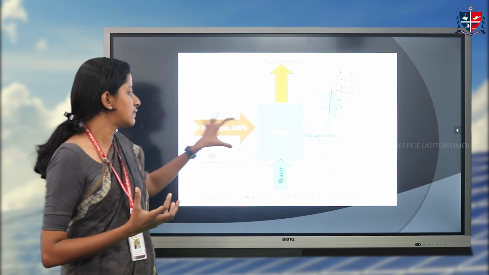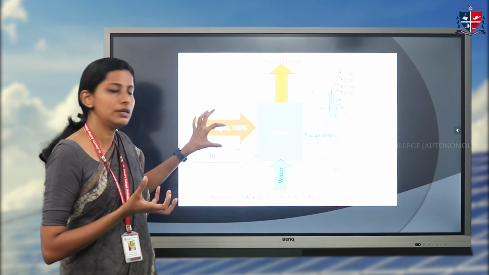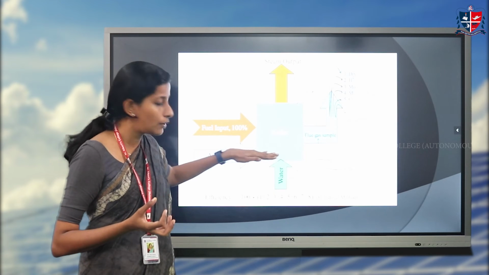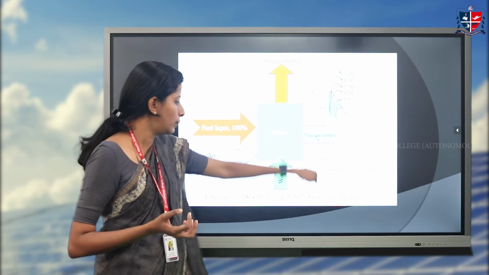Such a process will result in ashes. Ashes, we know, are the charcoal pieces, or whatever fuel we give, that will turn into ashes. Some fly ashes will get lost. Some will settle down at the bottom of the boiler. So such losses are marked here as 1 to 8.